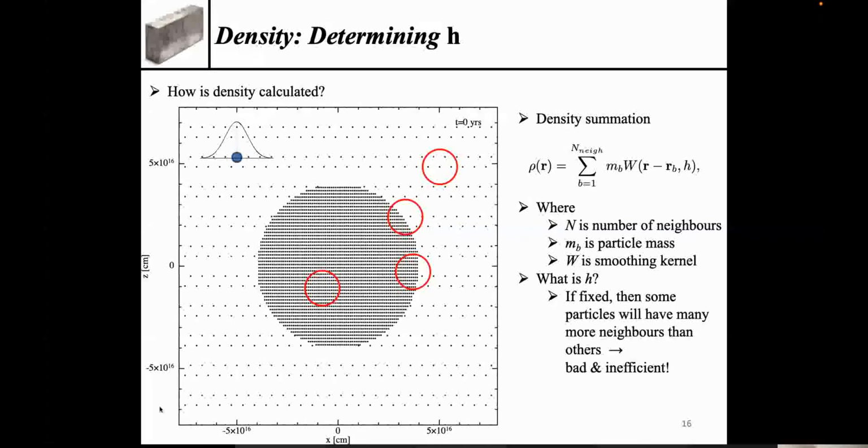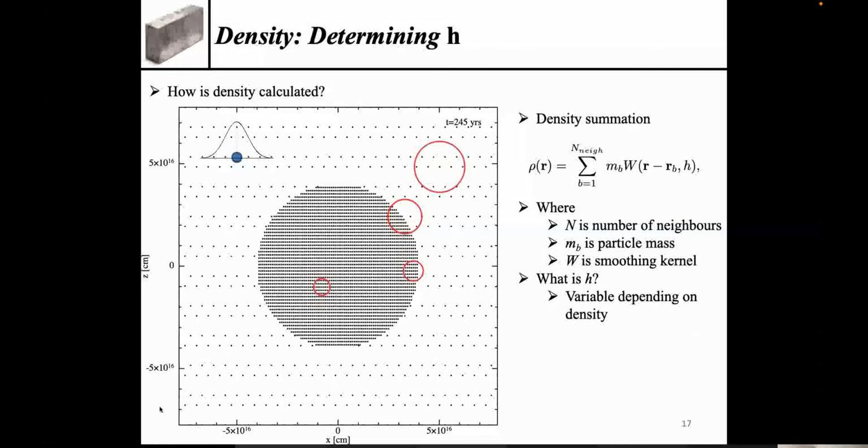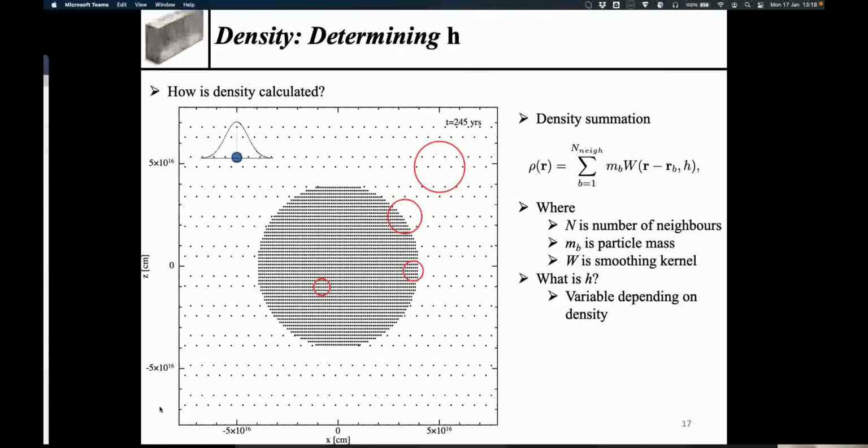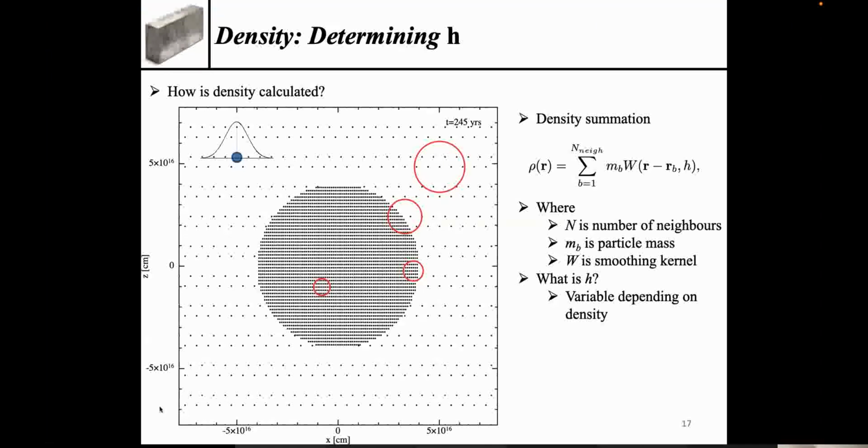What is instead more reliable is if we could set h as a variable such that we have similar numbers of particles within 2 smoothing lengths. And that's what's happened in this example. The circles are different sizes depending on where they are, but in each case we have very similar numbers of particles within each circle or sphere. We're looking at a 2D projection. So we can see that in the dense region, your sphere is much, much smaller, and in the background, it's much, much larger.